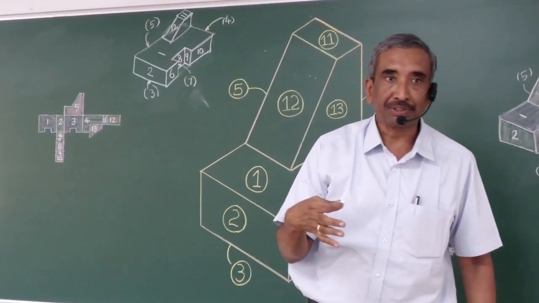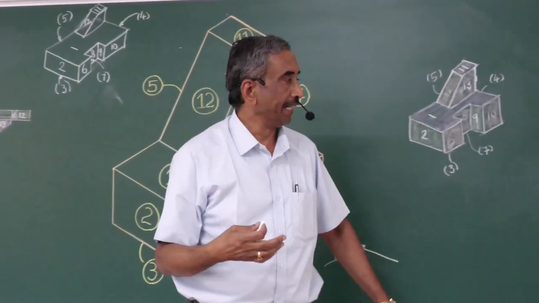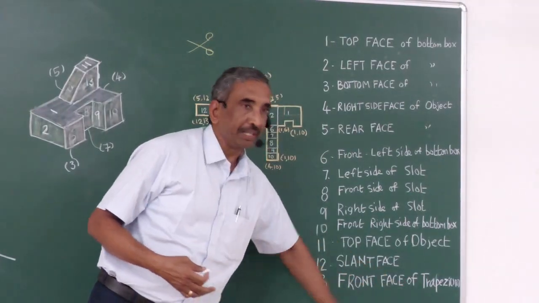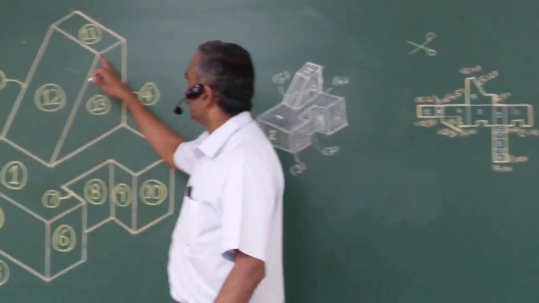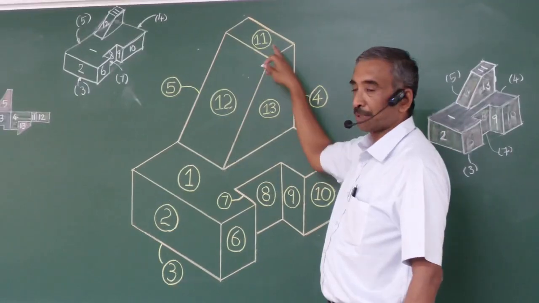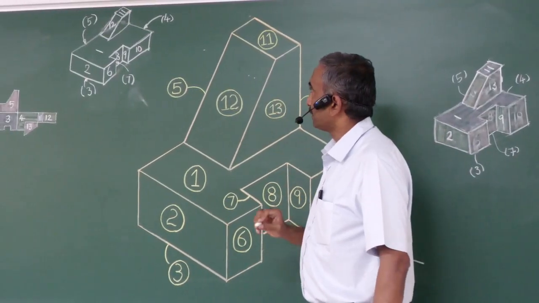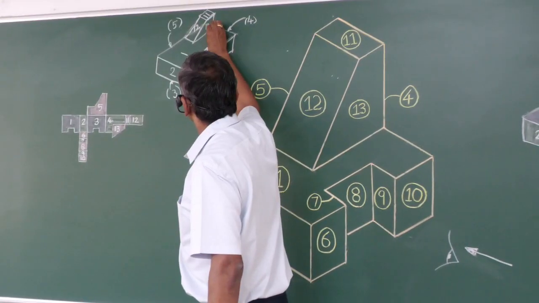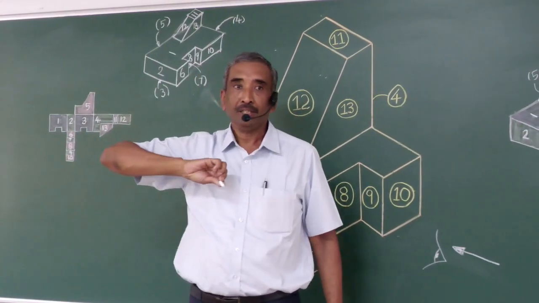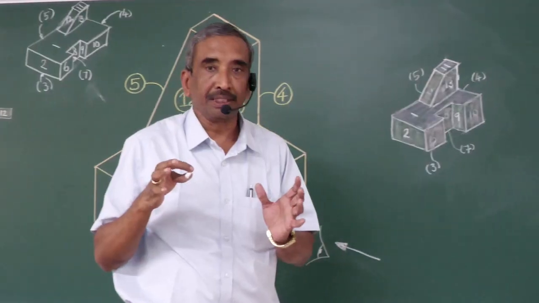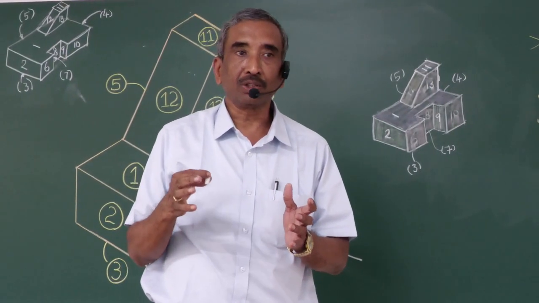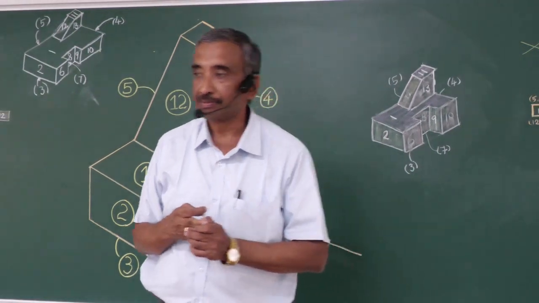Only one face is left, that is face 13. That is called the front face of the trapezium. This is the front face of the trapezium. I name it 13, and this is face 13. So now, how many faces does this object consist of? It consists of 13 faces.